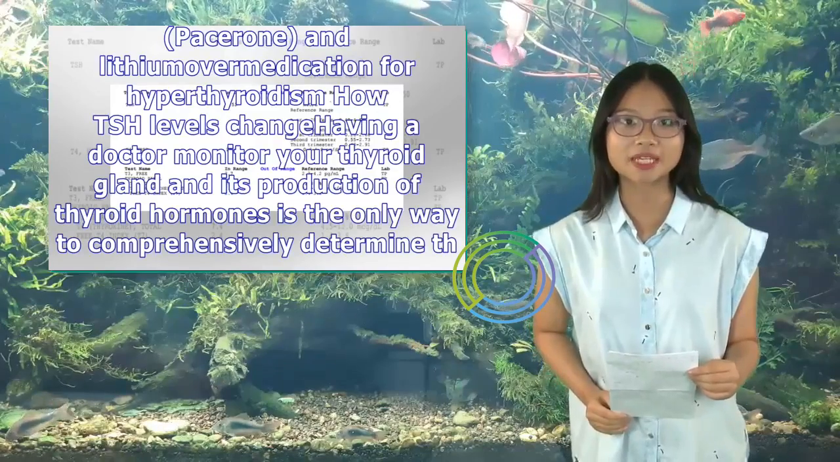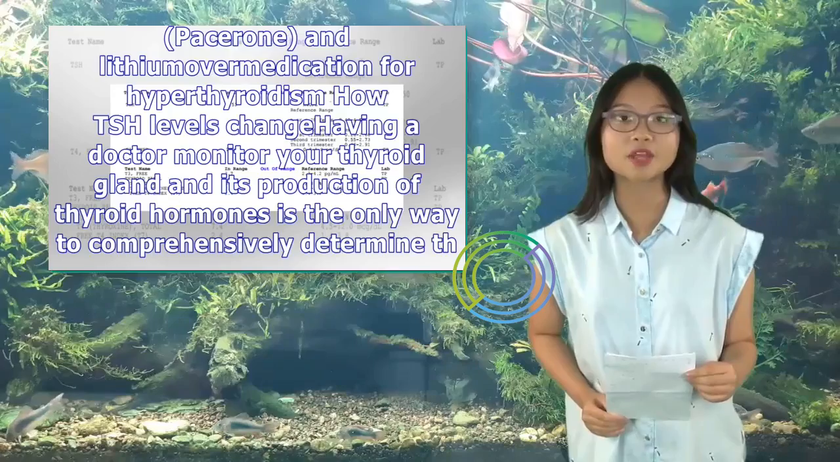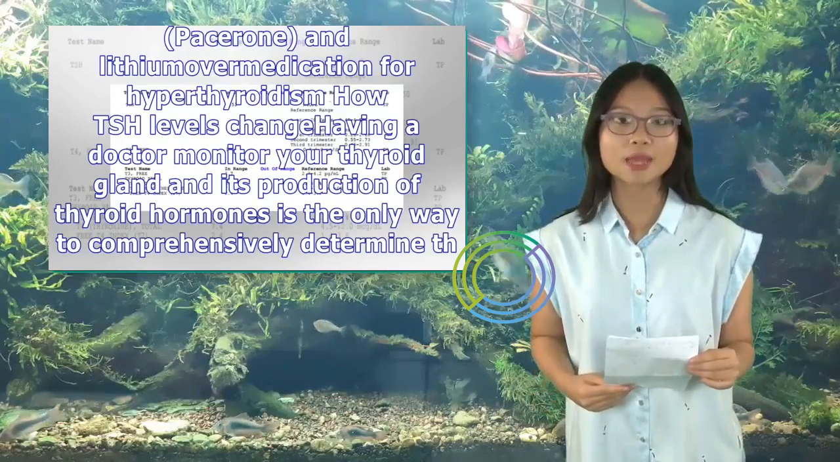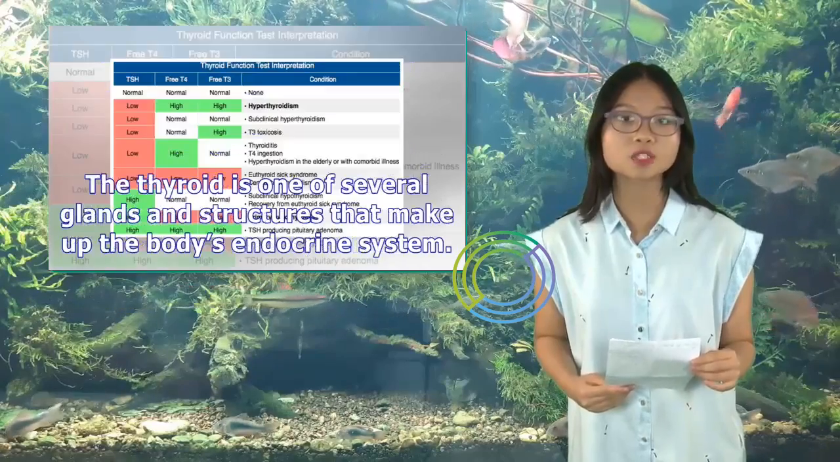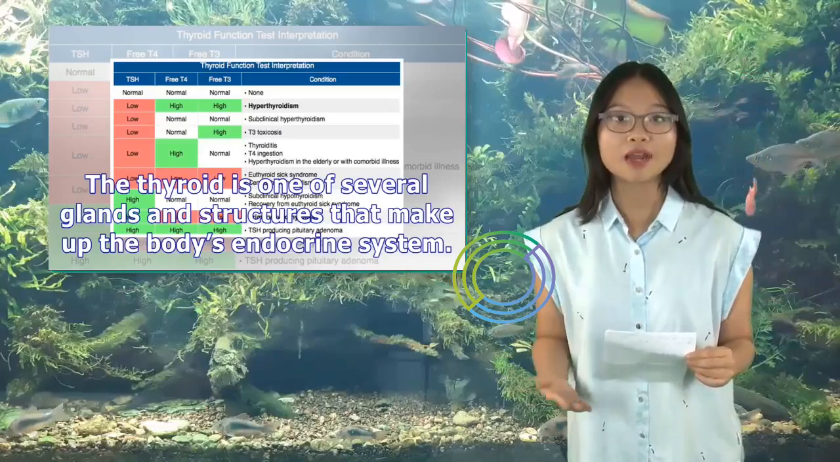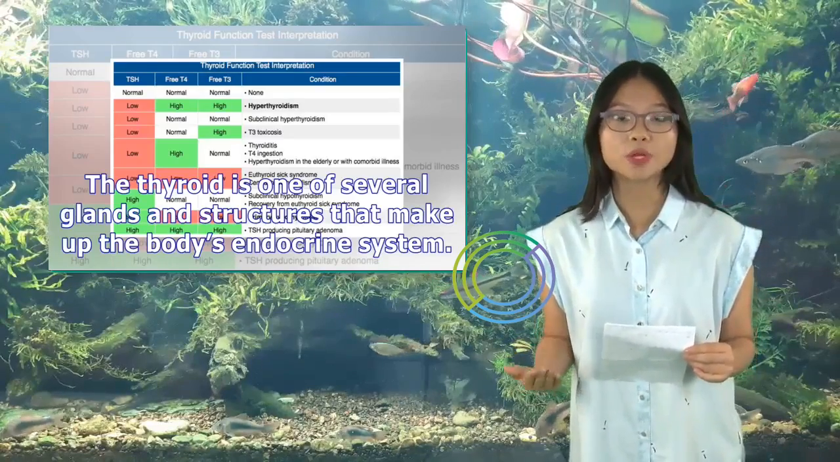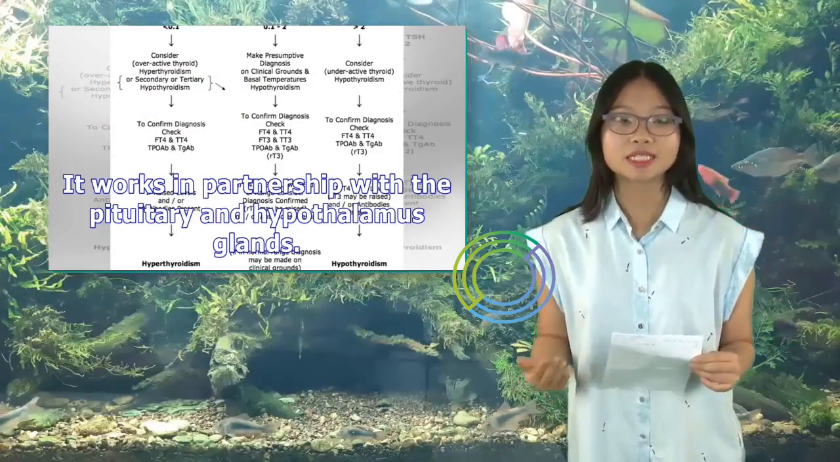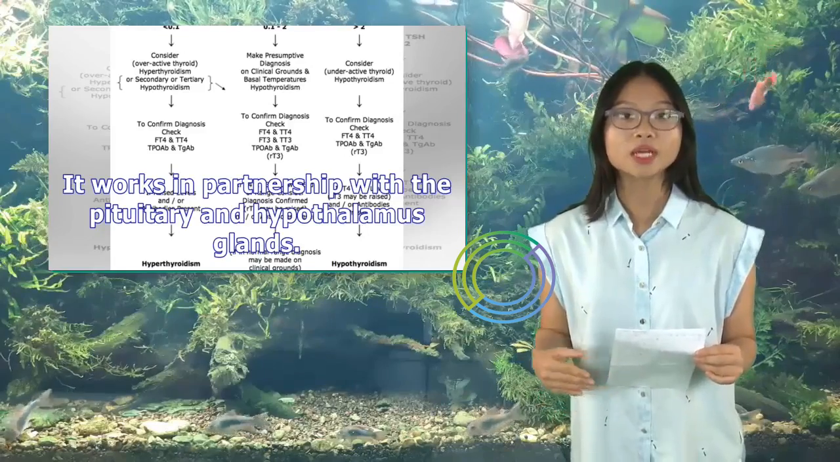How TSH levels change. Having a doctor monitor your thyroid gland and its production of thyroid hormones is the only way to comprehensively determine thyroid health. The thyroid is one of several glands and structures that make up the body's endocrine system. It works in partnership with the pituitary and hypothalamus glands.